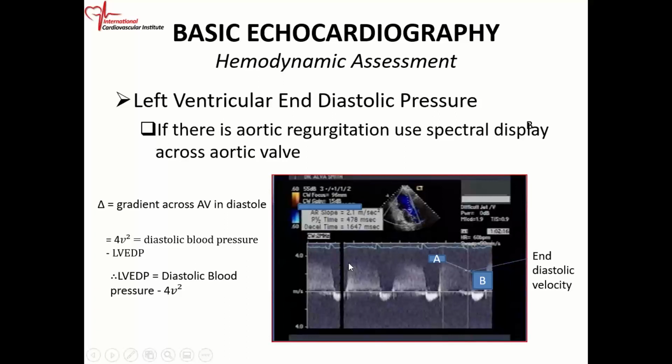It has an early velocity, a late velocity, or an end diastolic velocity. Okay? You want to use the end diastolic velocity. So this is the velocity you're going to use, not the early velocity, but the end diastolic velocity. So you're going to square it, multiply it by 4, and you get the gradient. So the left ventricular end diastolic pressure is equal to the diastolic blood pressure, which is the same thing as the diastolic aortic pressure, minus 4V squared. This is the velocity you're going to use. And you'll get the left ventricular end diastolic pressure.